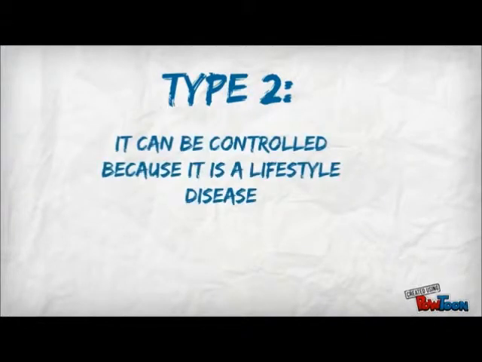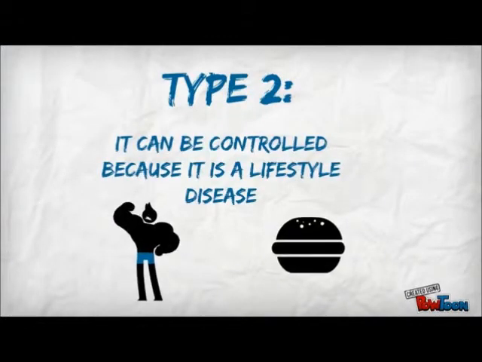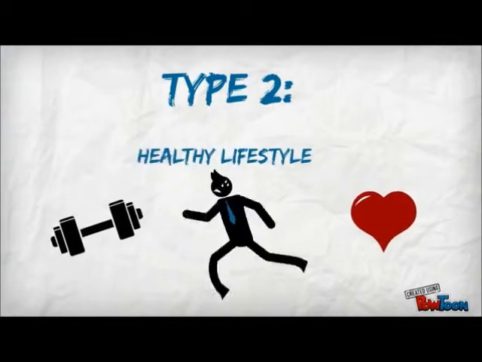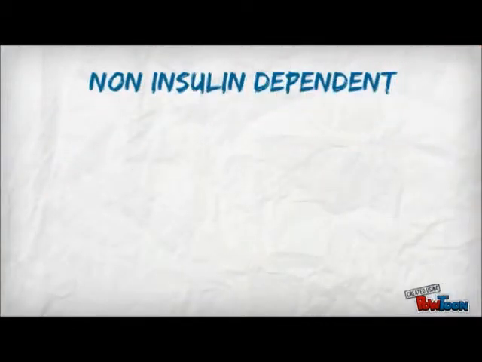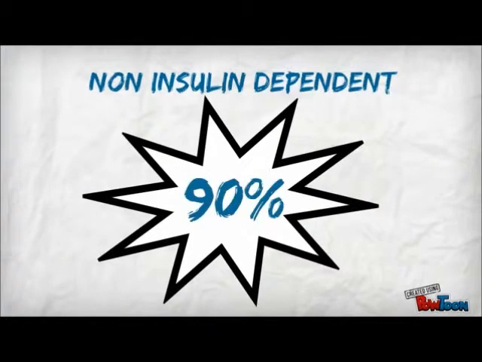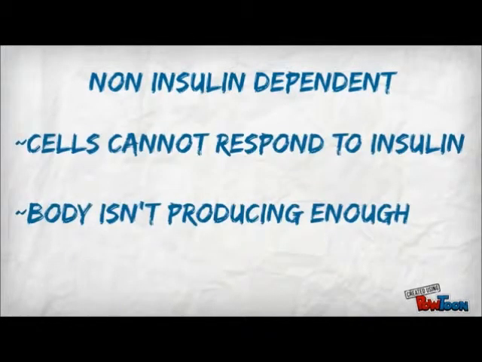The other type of diabetes, type 2, also cannot be cured, but is much more manageable. It can be controlled because it is more of a lifestyle disease, but it also depends on how progressed the disease is. It also can be prevented through a healthy lifestyle. Type 2 diabetes, also known as non-insulin dependent diabetes, accounts for 90% of diabetic cases and occurs when the cells cannot respond to the insulin being produced by the body or the body is not producing enough insulin.